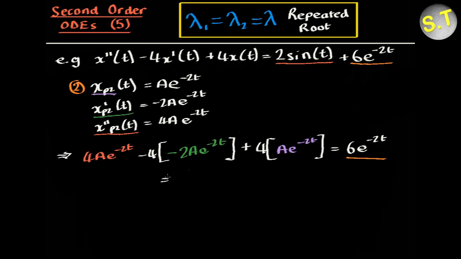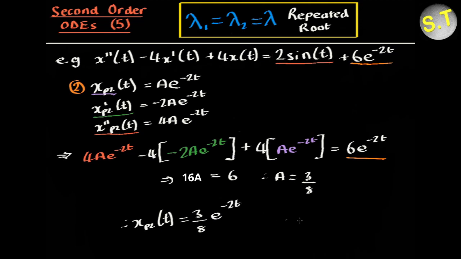So this is 16A is equal to 6. So therefore A must be equal to 3/8. So therefore our second particular solution is very simply 3/8 e^(-2t).